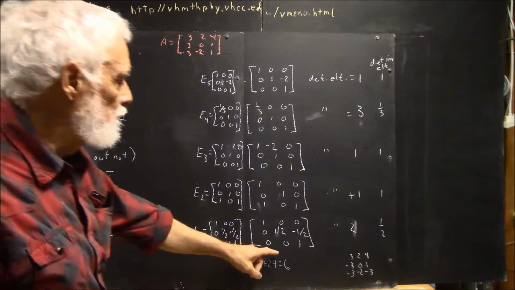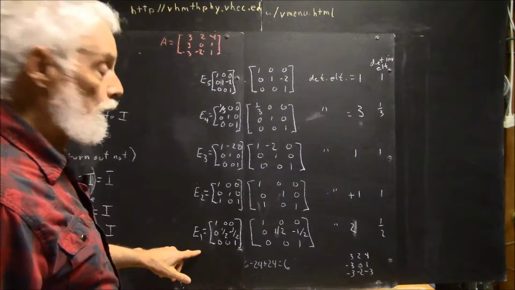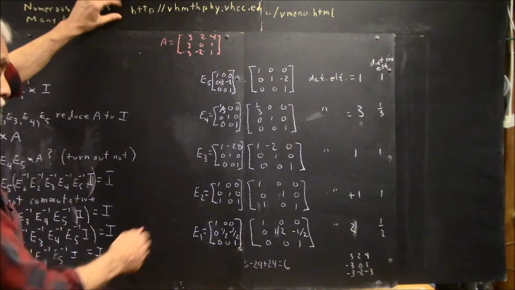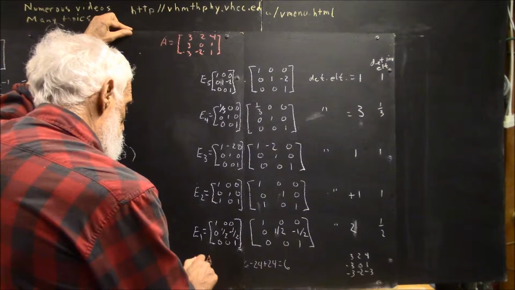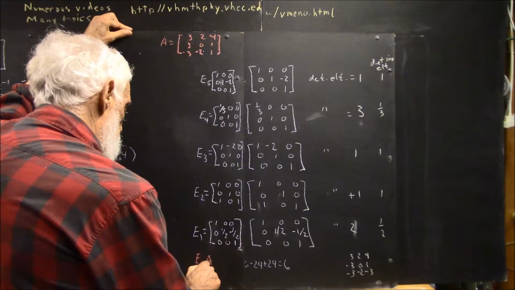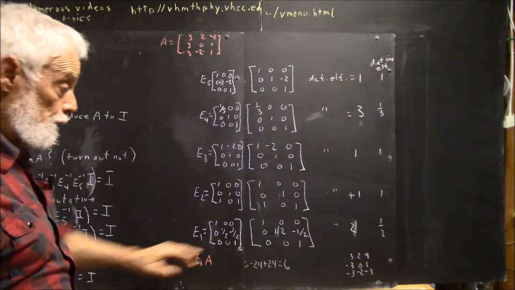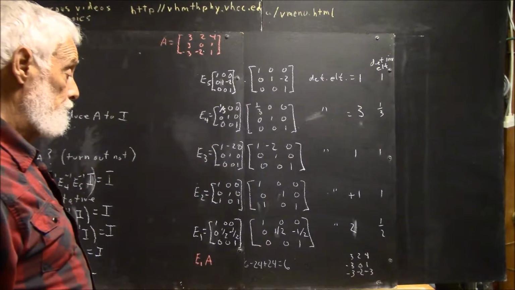So that's the first one that's going to go to the left of A if we want to reduce it. So we're going to call that E1. Okay? So if we multiply E1 by A, well, here's A, and we multiply it by E1. Okay? So we're going to take that last matrix that we got, we're going to multiply it by this, and that's going to undo a row operation.